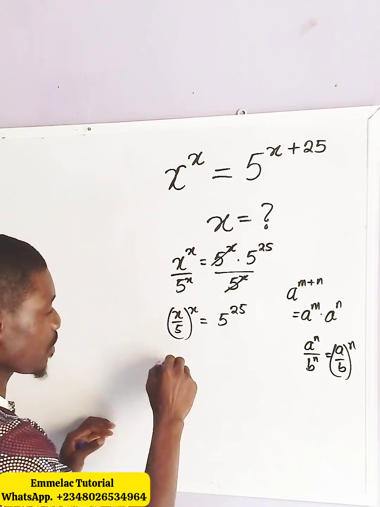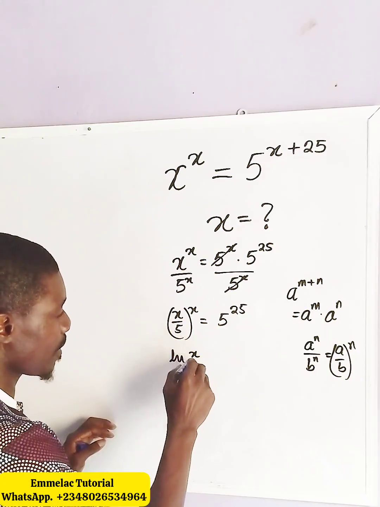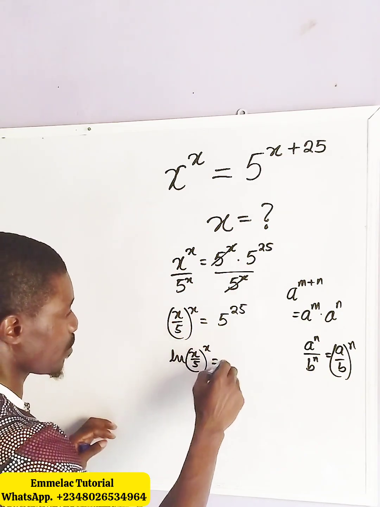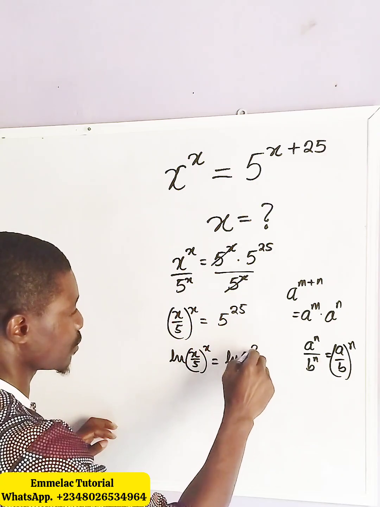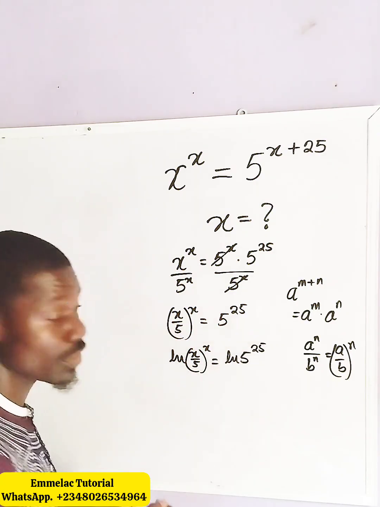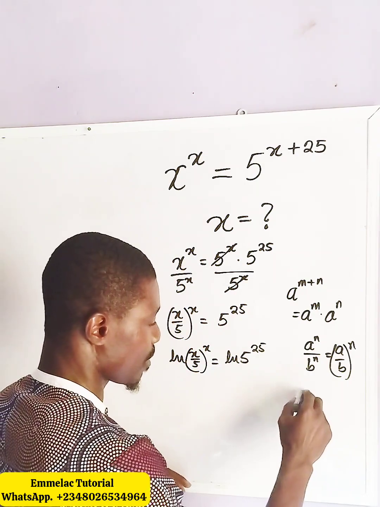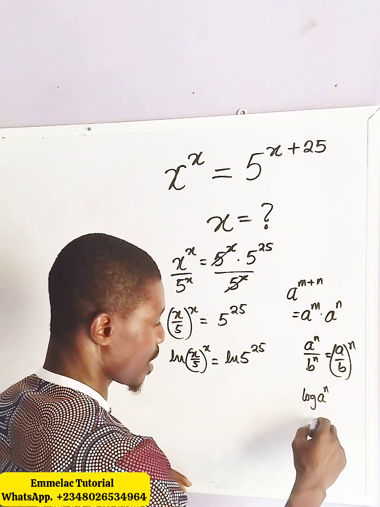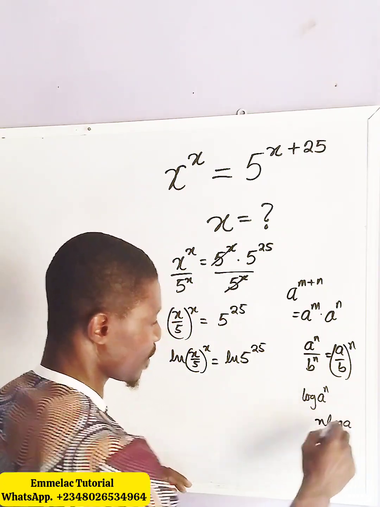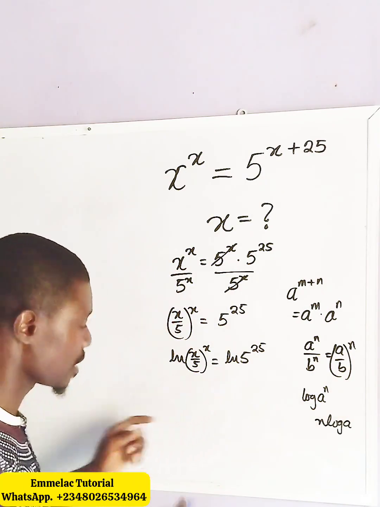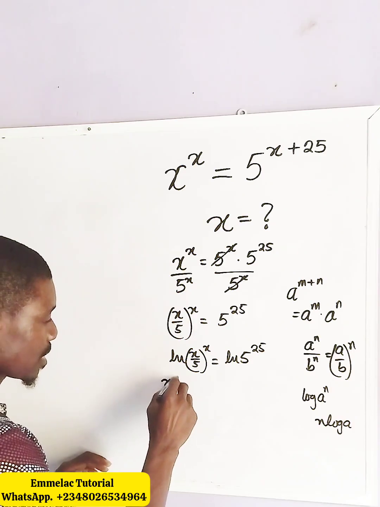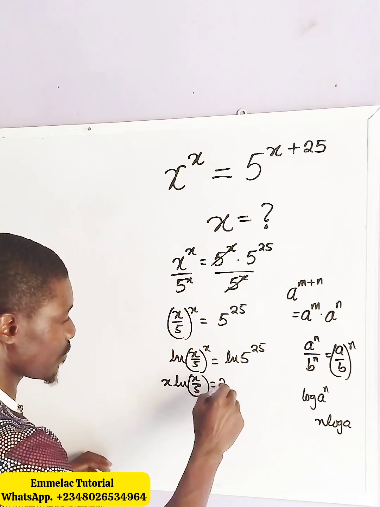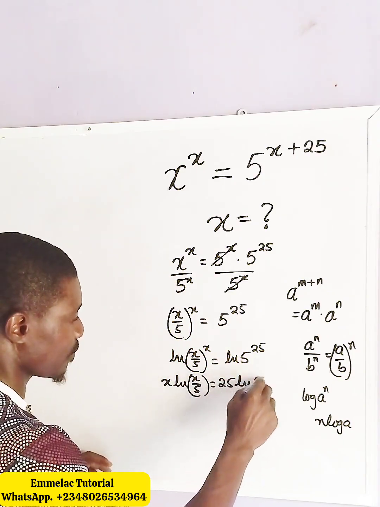So at this point, let us apply the natural log, which is the ln, to both sides of the equation. Now here we have ln of x over 5 all raised to the power of x equals ln of 5 raised to the power of 25. According to the law of indices, when you have log a raised to the power of n, this will give you n log a. Now applying this rule here we now have x ln x over 5 equals 25 ln 5.